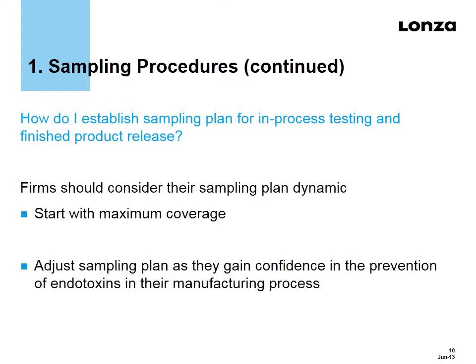The FDA says that firms should consider their sampling plan dynamic. They should start with a maximum coverage, and they should adjust their sampling plan as they gain confidence in the prevention of endotoxins in their manufacturing process.